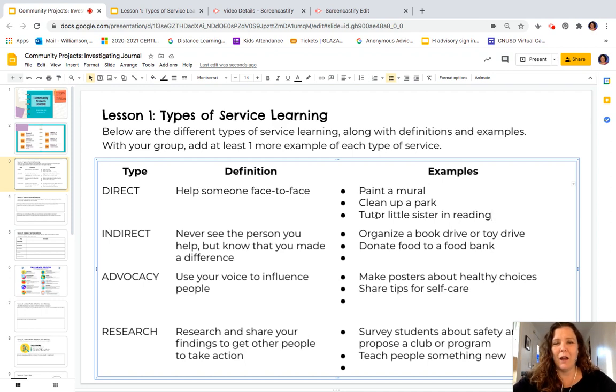So maybe could you help someone out virtually, right? Maybe could you donate money? Could you donate goods somewhere? Or could you do something for one of your teachers to show that they're important to you? And you're not really going to see that person face to face, but you indirectly know that you made a difference. So maybe you send thank you notes to all your teachers.